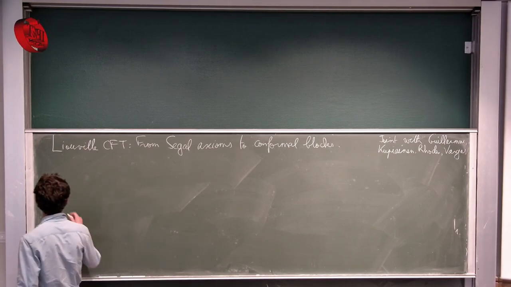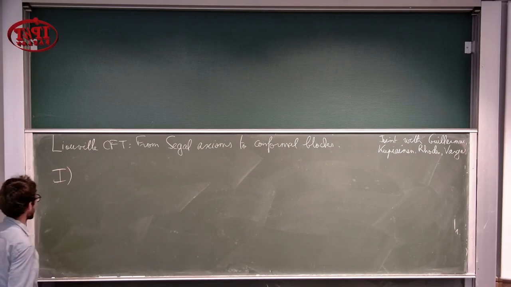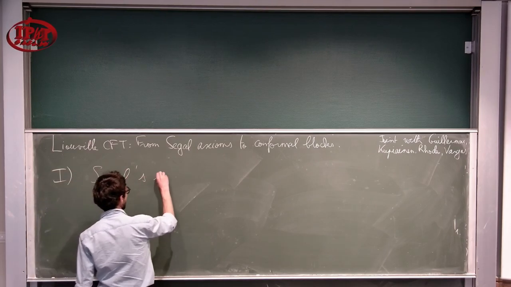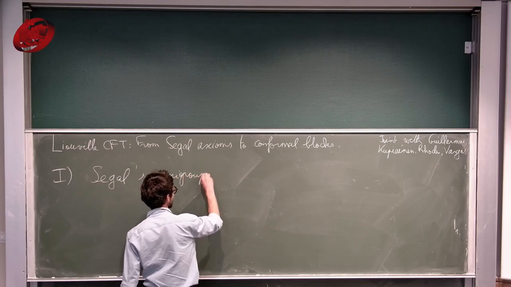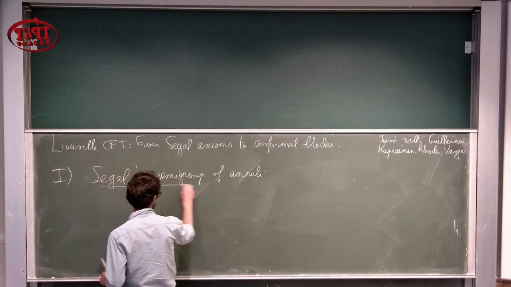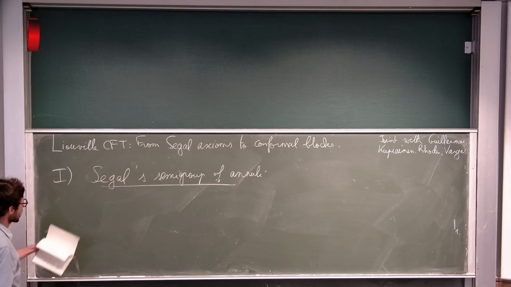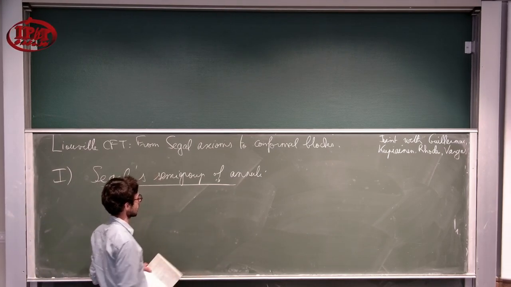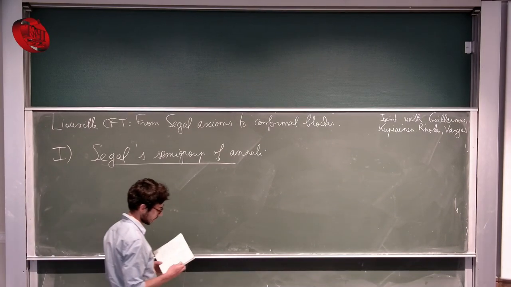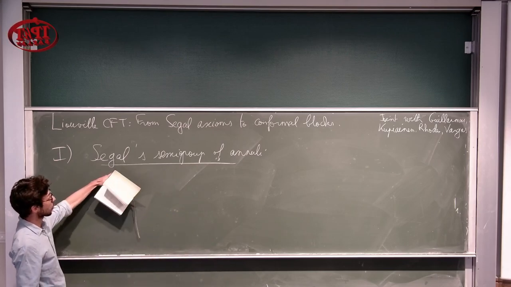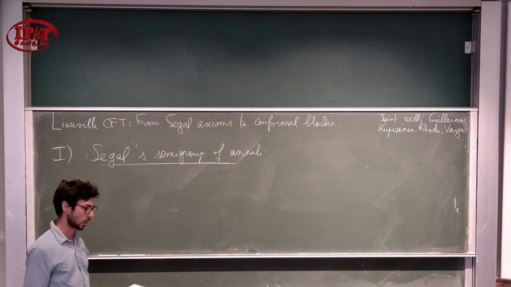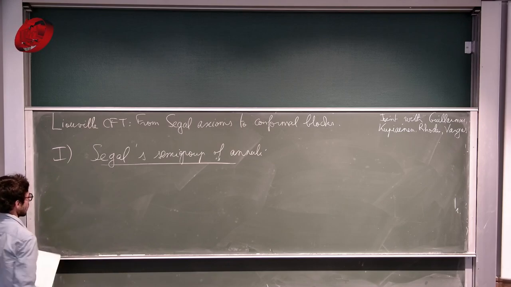So maybe just to make this a bit more concrete, I first want to introduce Segal axioms, and particularly Segal's semigroup of annuli. The Segal semigroup of annuli is a geometric object, and in Segal's point of view, a conformal field theory will be constructed from projective representations of the semigroup. So I first need to introduce the semigroup, and then the other key player, which is the Hilbert space on which we will have a representation of this semigroup. But first, the semigroup.